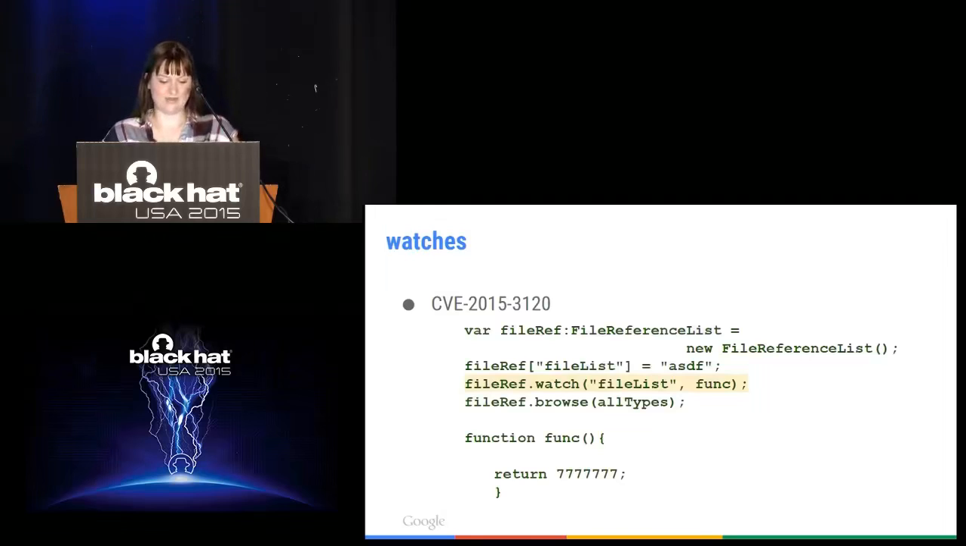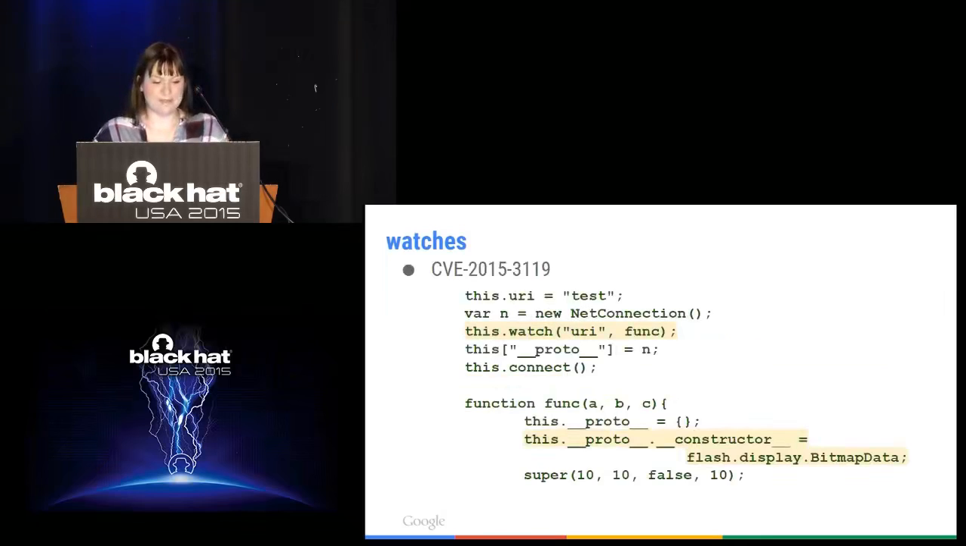And then the watch can return something different, which is of the wrong type, to the function. And then this is type confusion. Specifically, this integer will get interpreted as a pointer because it thinks it's an object that's being returned, but it's not. One more example of this is this net connection bug.